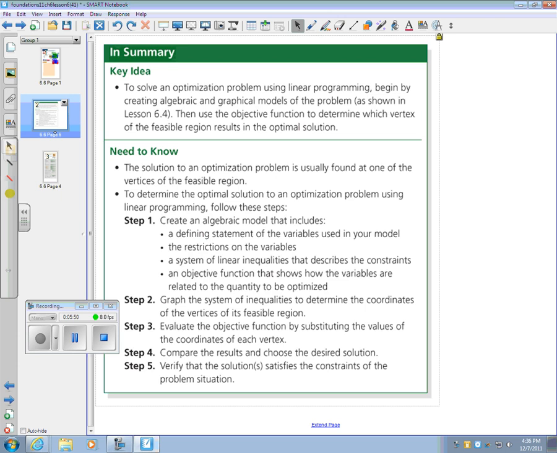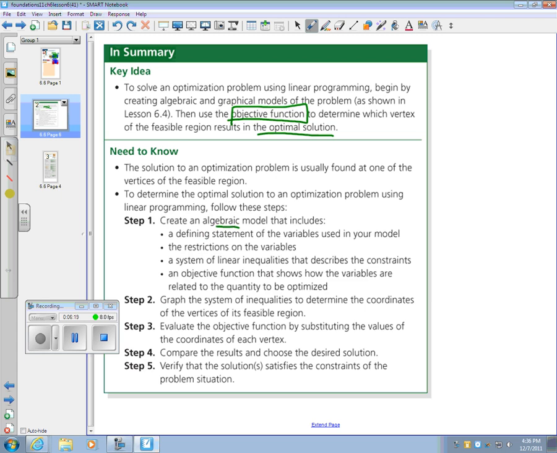We're going to begin by creating algebraic and graphical models. So we begin by creating linear inequalities. Then we're going to graph them. Creating them is the algebra part, graphing them is the graphical. Then we're going to create an objective function to determine which vertex of the feasible region results in the optimal solution. Okay, here are the steps.